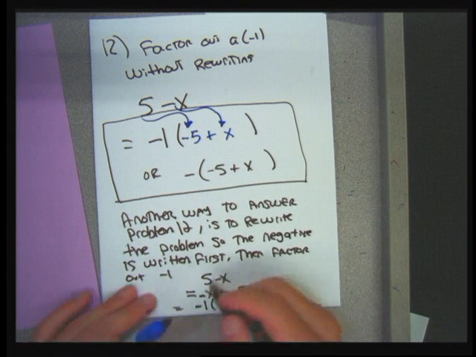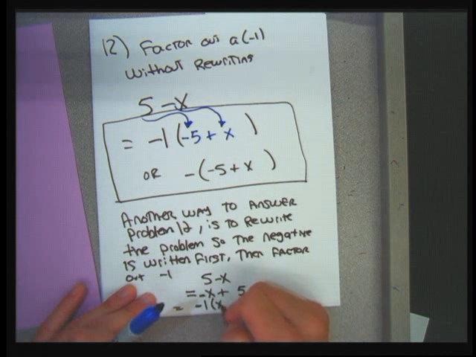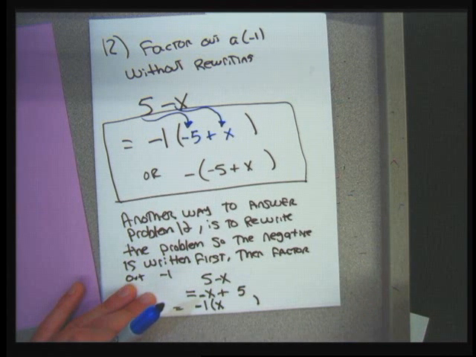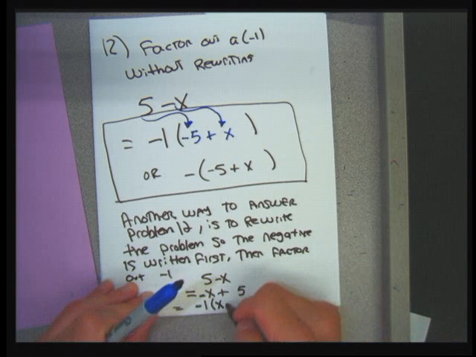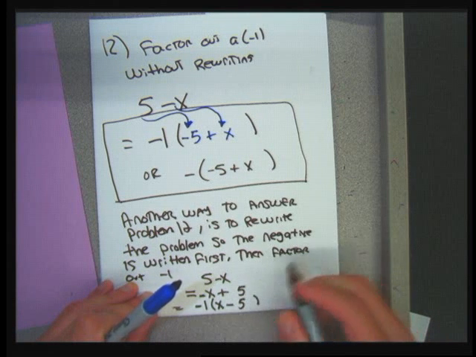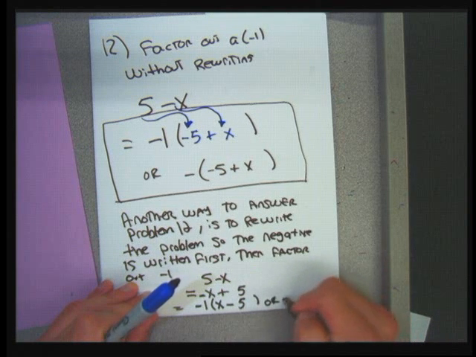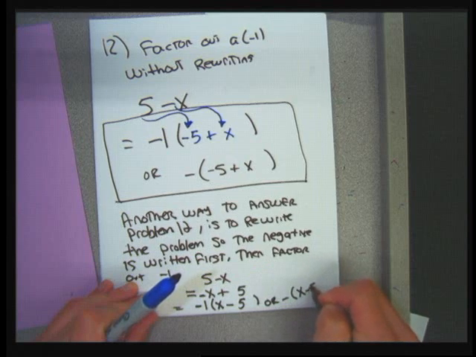Yeah, positive x. The sign in front of the x was negative. When I factor out a negative, I flip the sign from negative to positive. In front of the 5 was a positive. Now I'm going to flip the positive to negative. And you don't have to have the 1 along with that.